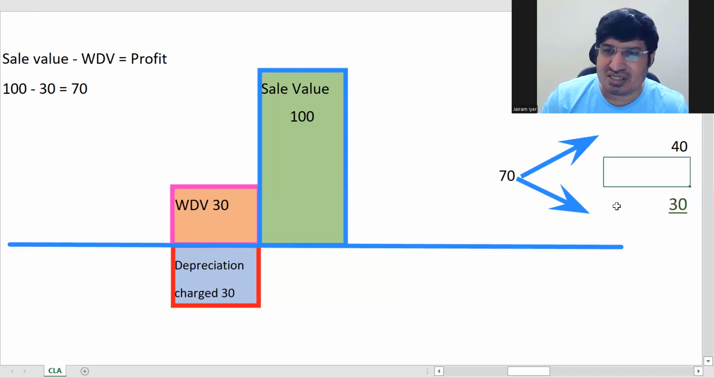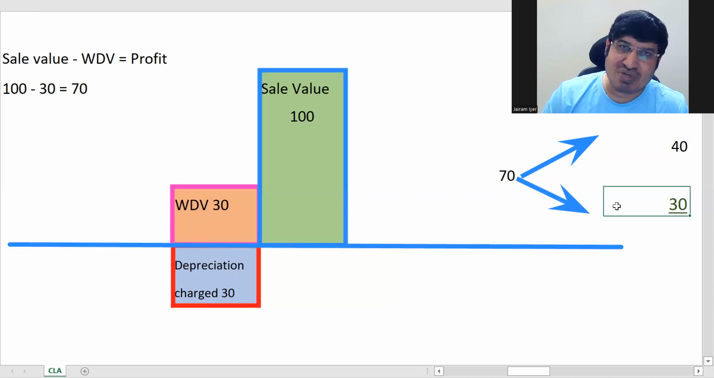Okay, this 30 is called the balancing charge, and this 40 is of course short-term capital gain. Okay, so this is terminal depreciation. Now this one part is over. Now what we started with is terminal depreciation.